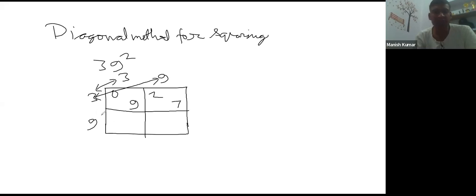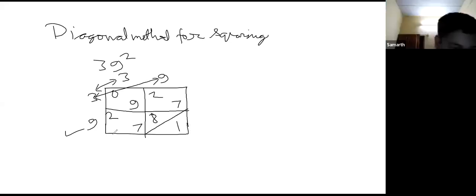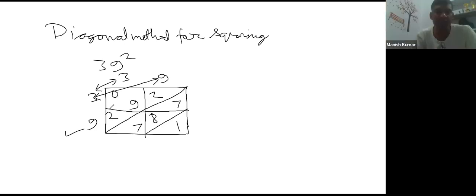In the same way, here it is 9. 9 into 3 is 27. So 2 here and 7 here. Then 9 nines are 81, 8 here, 1 here. Understood? Now we will draw diagonals here, diagonally this will be coming like this, and then diagonally this will be coming like this.